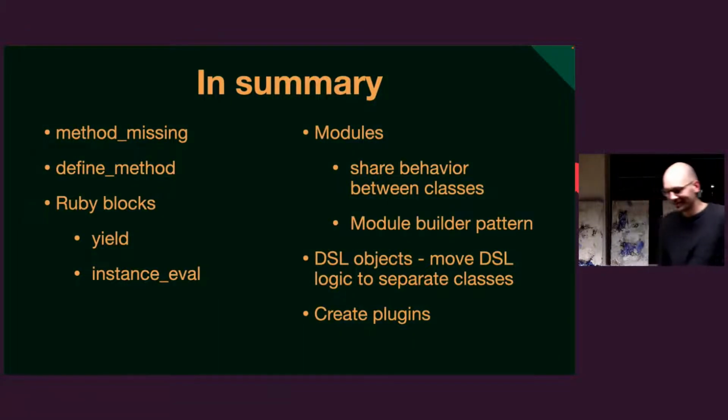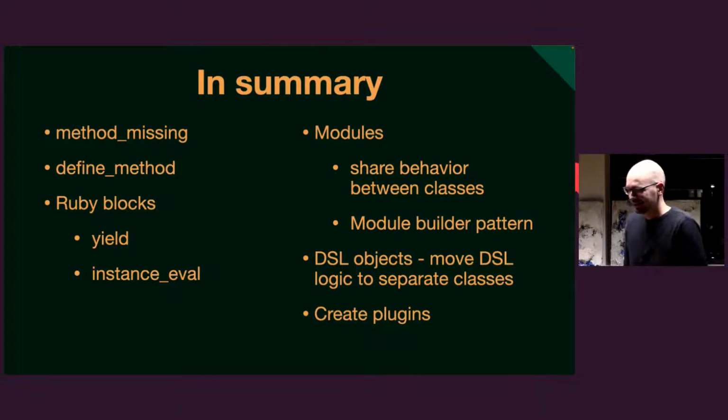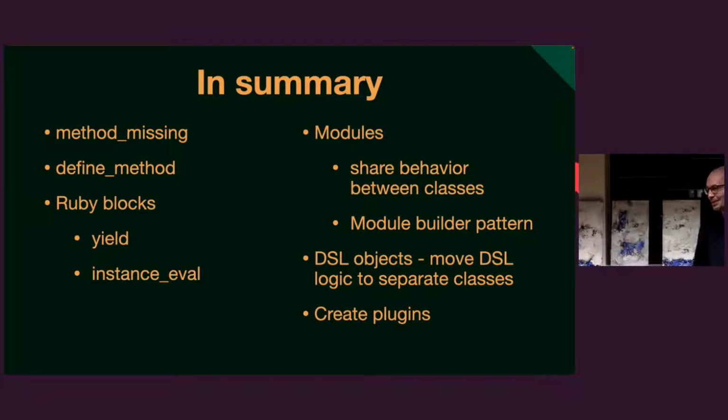So in summary, what are the tools that we have available? Method missing, but maybe don't use it. Define methods, you can dynamically define methods. It's very useful. Ruby blocks to make it feel and look like a DSL, at least to me. If you use yield or instance eval, up to you. Both work, both are valid.